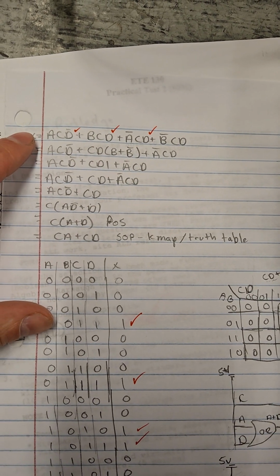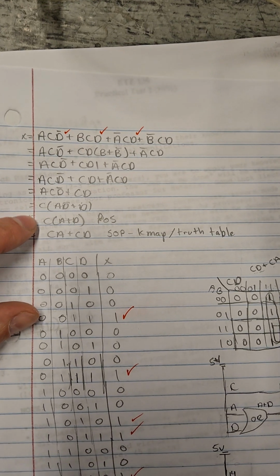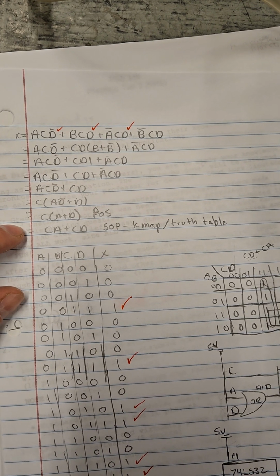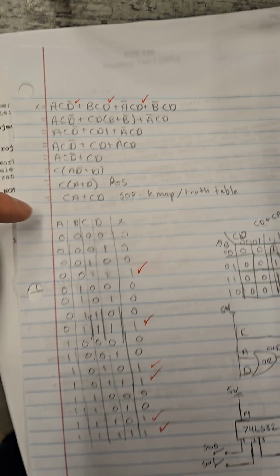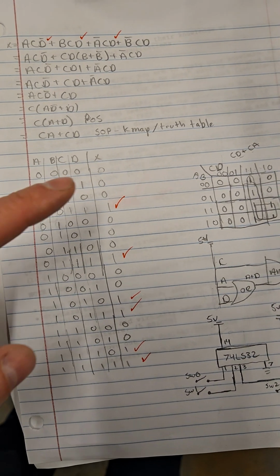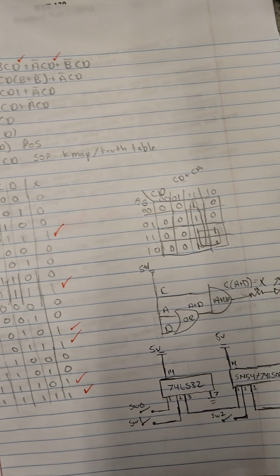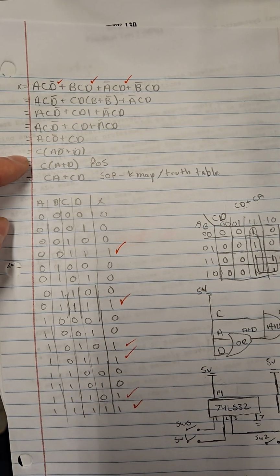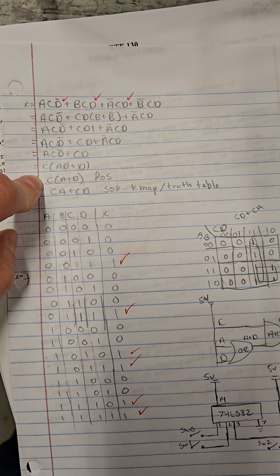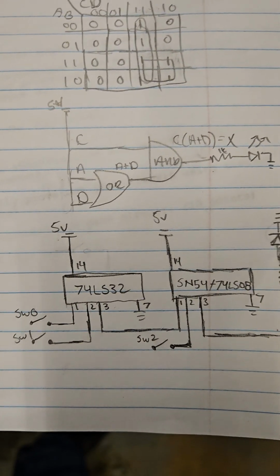So using breaking down the Boolean algebra, we have our SOP, which ends up being C and A or C and D, which allows us to do our truth table. And then by going through and verifying everything's true, you can do your K-map. And from there, we broke it down farther into our POS, which is C and A or D. And the logic looks like this.